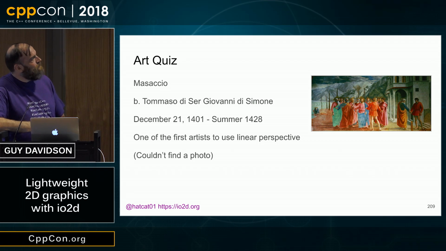Masaccio, born Tommaso di Ser Giovanni di Simone, December 1401, summer 1428. One of the first artists to use linear perspective. That's why I put him in there. Very significant. Couldn't find a photo of him.